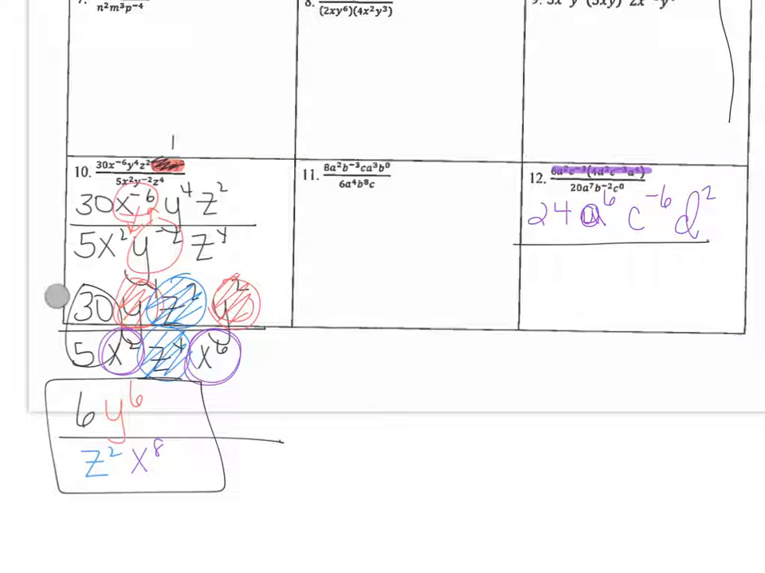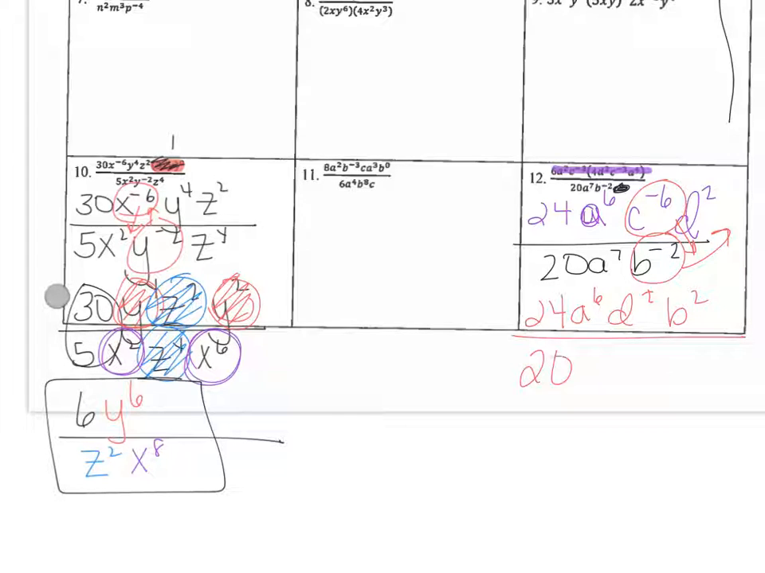And this is all over 20a to the 7th, b to the negative 6, c to the 0 just equals 1, it goes away. So before I start dividing, I want to move all my negative exponents. Negative 6 goes to the bottom and b goes to the top. So I have 24a to the 6th, d squared, b squared, all over 20a to the 7th, c to the 6th. So, clean it up.